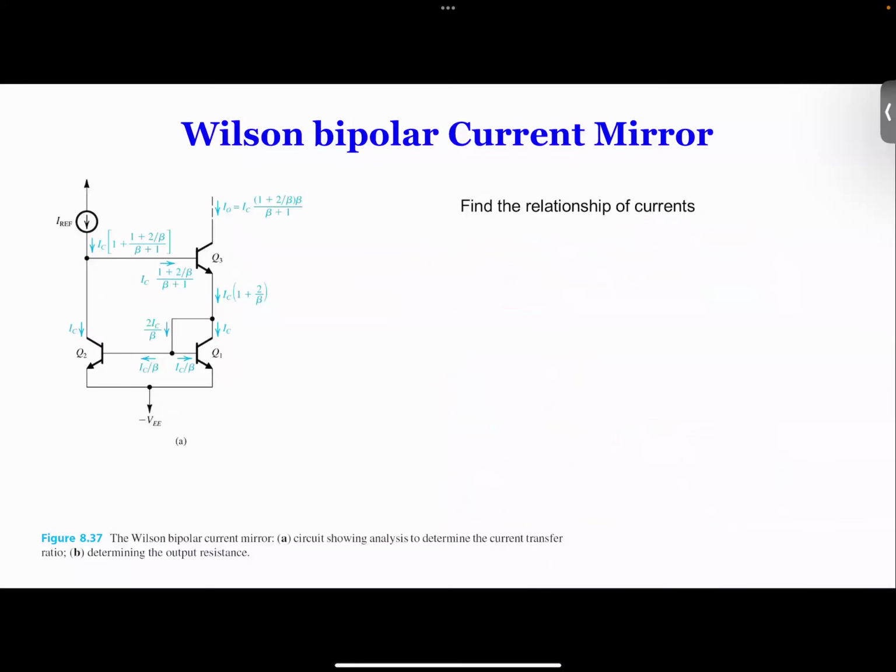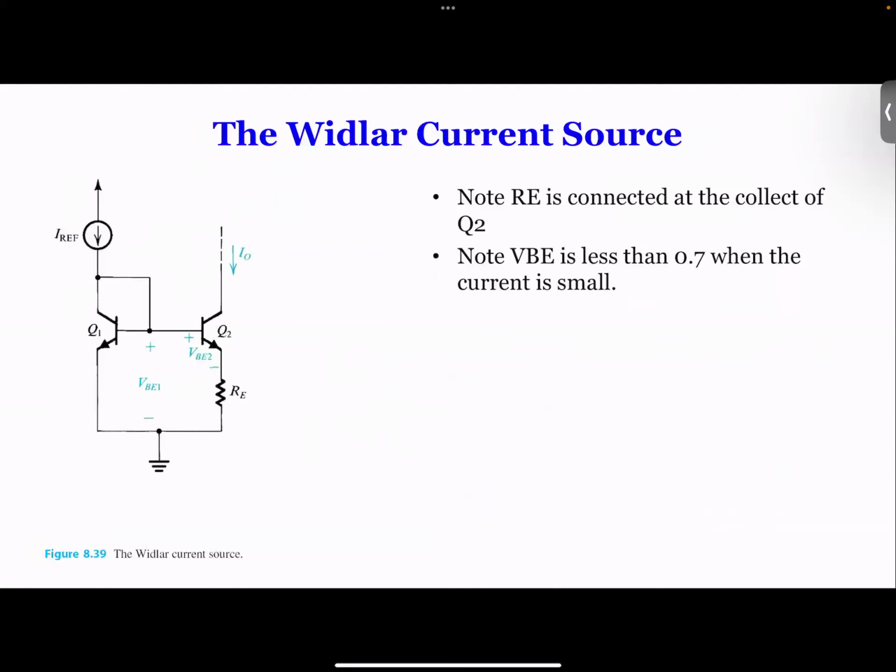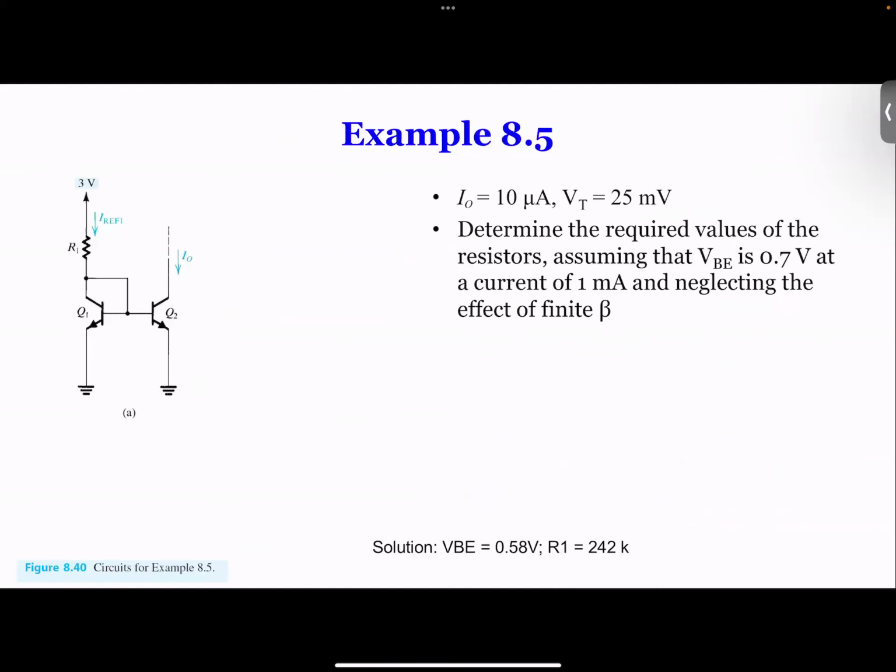So I think this is good enough to stop. And then next week, I'm going to possibly review a little bit of this. And then we're going to talk very quickly about Wilson and Widlar current sources. There are two different current sources, and they're very unique, very useful. And then we'll go to examples, spend about a half hour, and then we'll go to chapter 9. Okay?